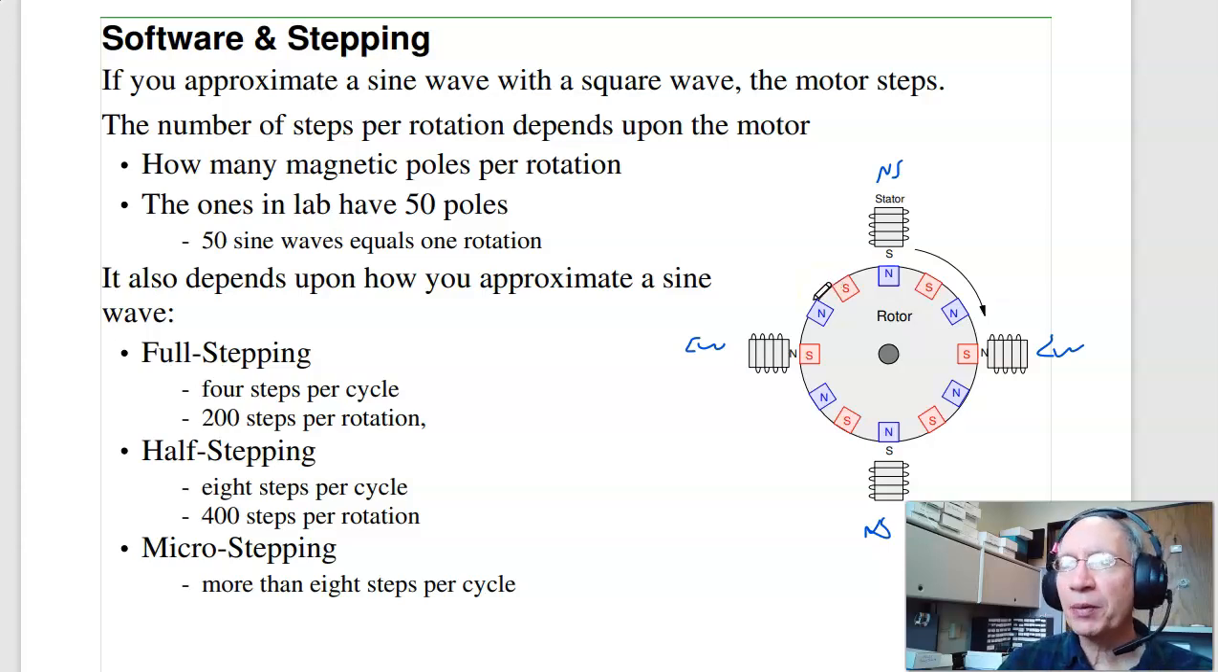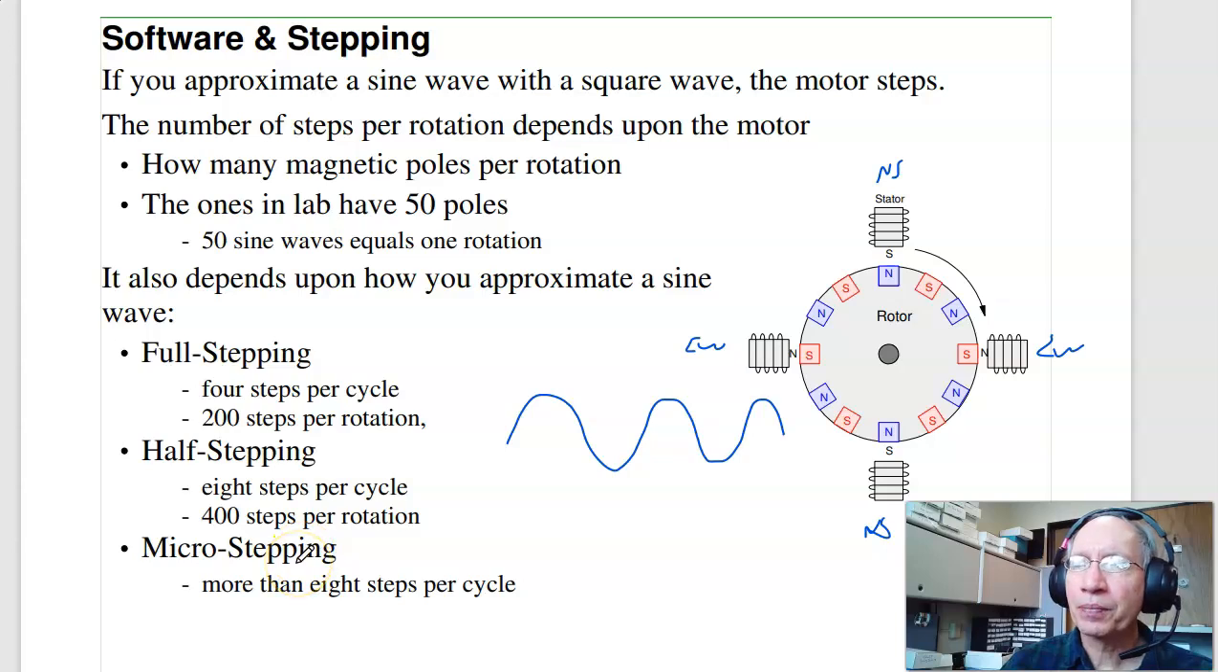In terms of stepping, I'm trying to approximate a sine wave. Again, what I want is sine and cosine, which makes this a synchronous motor, and it spins with a rotating magnetic field. There's a couple ways to approximate a sine wave: full stepping, half stepping, and micro stepping. With full stepping for our motors, you get 200 steps per rotation. Half stepping, you get 400 steps per rotation. Micro stepping, you get more than 400 steps per rotation. I try to approximate a sine wave with a bunch of smaller levels. We'll talk about that in a sec.